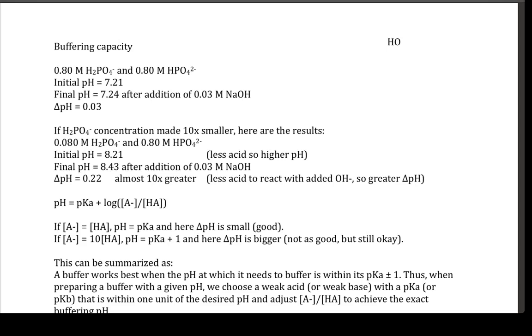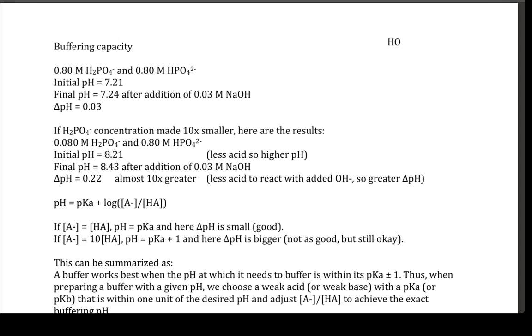So come back and do this part on your own. Determine the initial pH of it. You should find a value of 8.21, and add 0.03 molar NaOH to it, and you should find a final pH of 8.43. There, the pH changes by 8.43 minus 8.21, or 0.22. The pH change now is almost 10 times greater than it was above, where it was only 0.03.